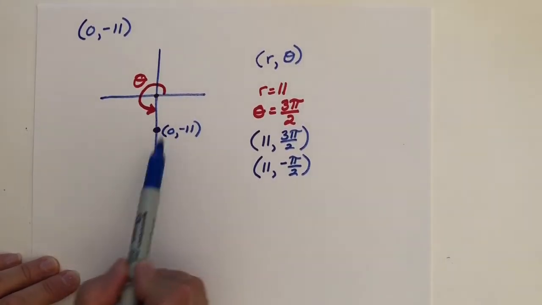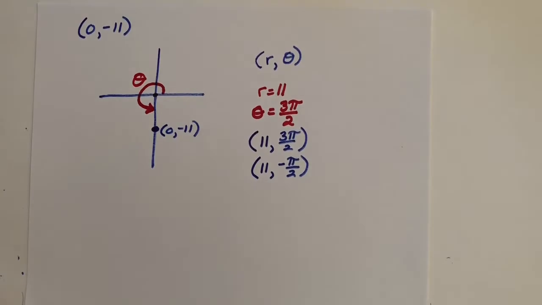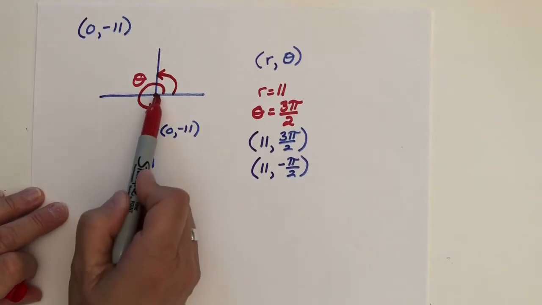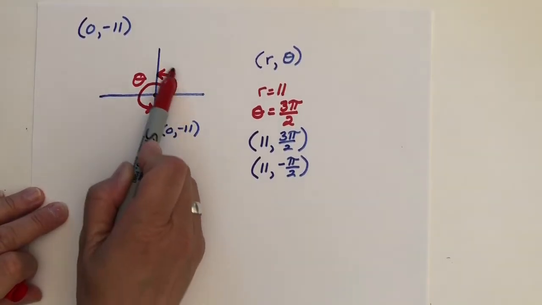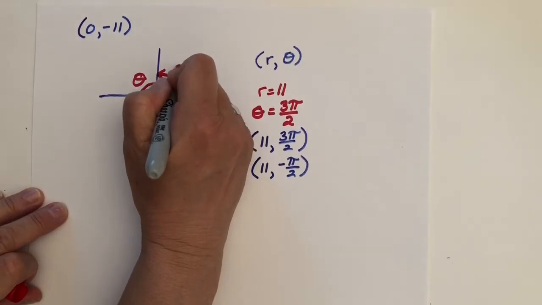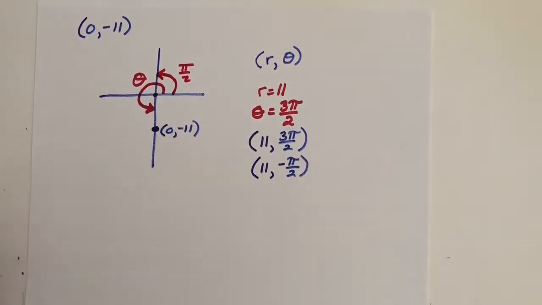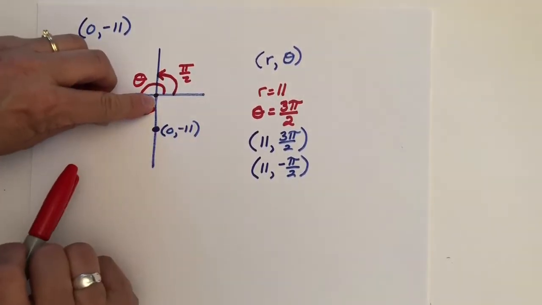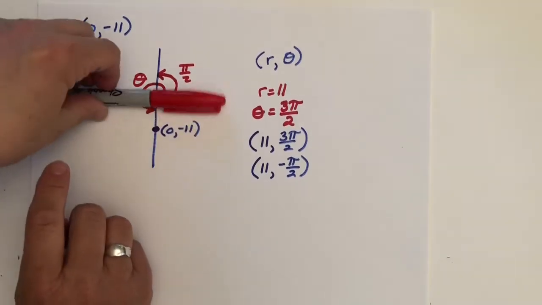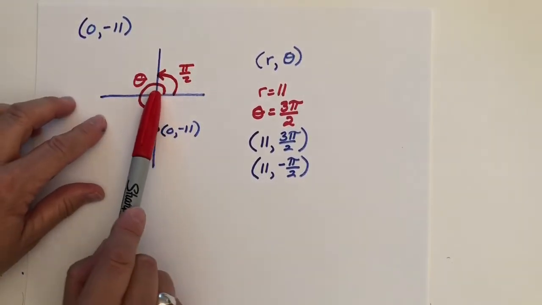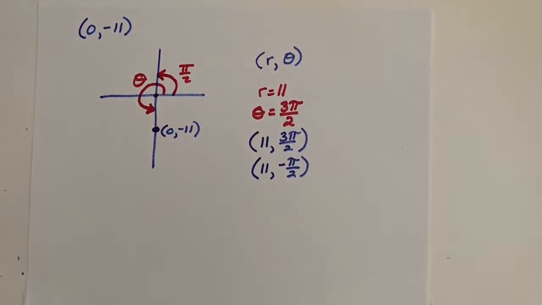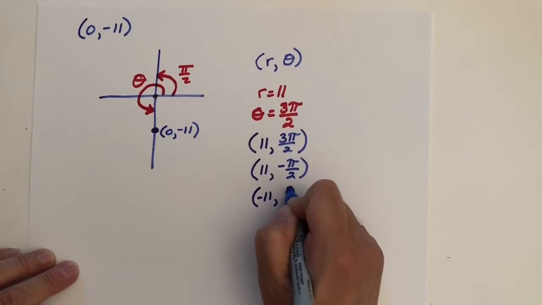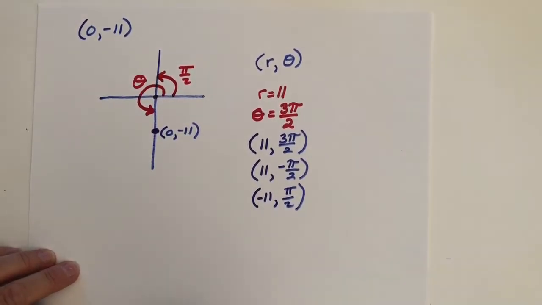I mentioned that I would show you one with a negative r value. Remember, that means we could use this angle right here, the angle that is opposite this side, which would be pi over 2. If I were thinking in terms of polar coordinates, I think about it as if I were standing here at the pole, and I turn and look at pi over 2, and then I would need to go backwards 11 units. So it could be (negative 11, pi over 2). That's another way to represent it.